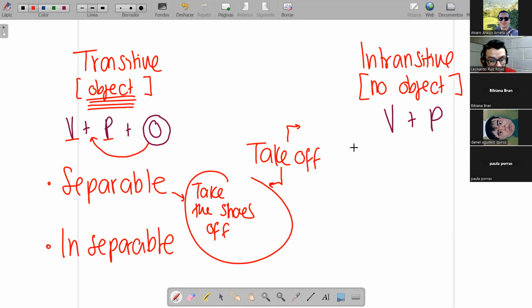So we said, for example, the plane takes off. Listo. Y ahí no es transitivo, es intransitivo, no tiene ningún objeto después. Entonces, no pasa muy seguido, pero puede llegar a pasar que de un phrasal verb que tiene dos significados, uno puede ser transitive y el otro no.